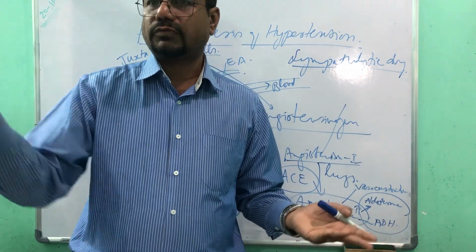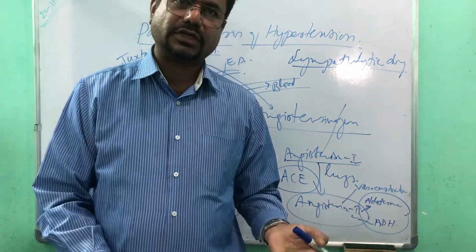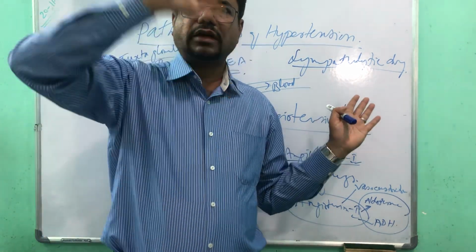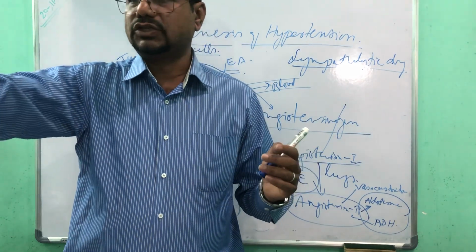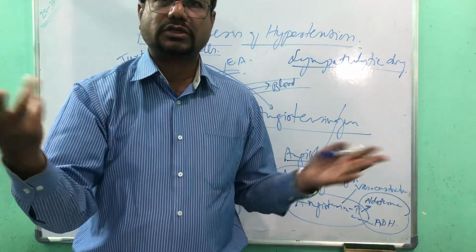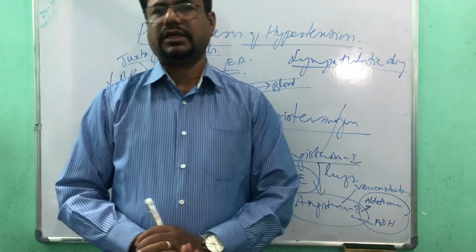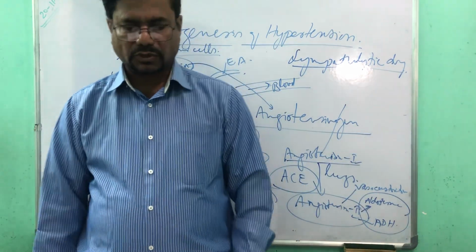As there is dilatation, peripheral resistance decreases and blood pressure decreases. As preload and afterload decrease, there is less amount of blood, it is easy to pump, and there is no need to have constriction, so blood pressure decreases. Okay, this is about the blood pressure.